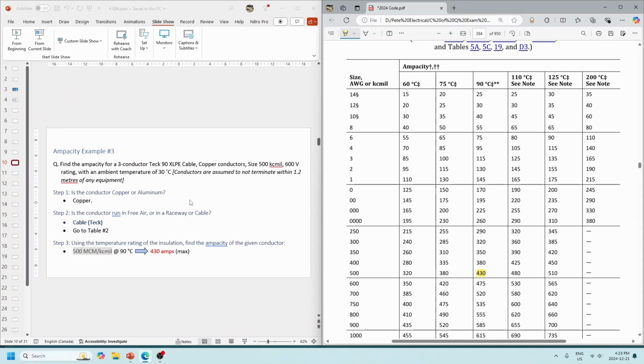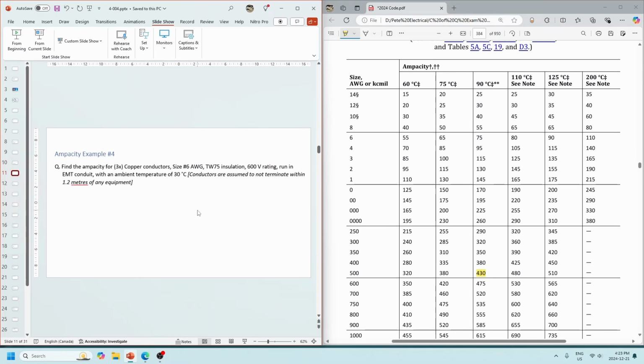Okay, so the steps here are not too complicated, right? We're looking at whether it's copper, free air, raceway, or cable, finding the right table 1 through 4, and just scrolling down on the appropriate column here. Okay, let's take a look at example number 4. I've got 12 examples here, guys.